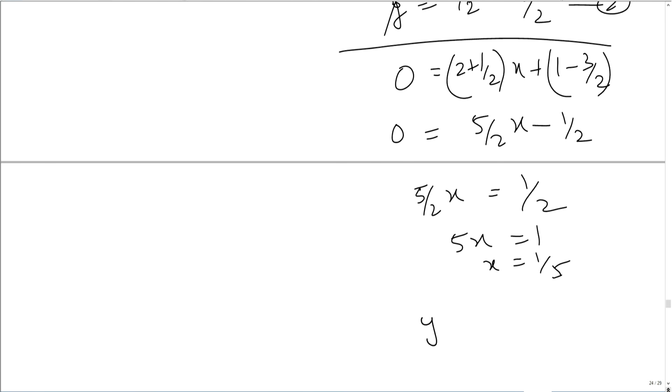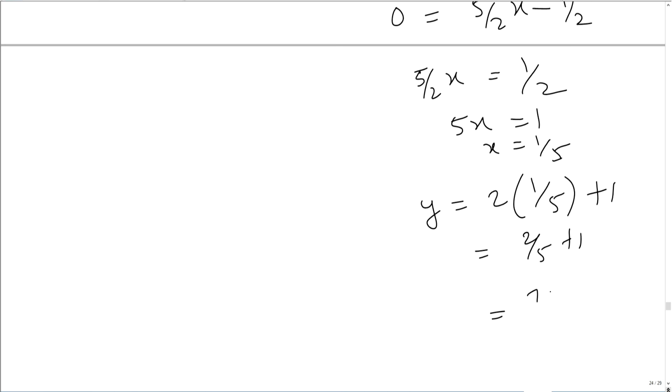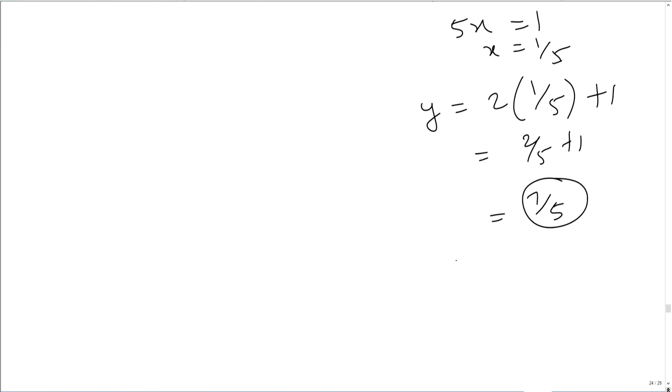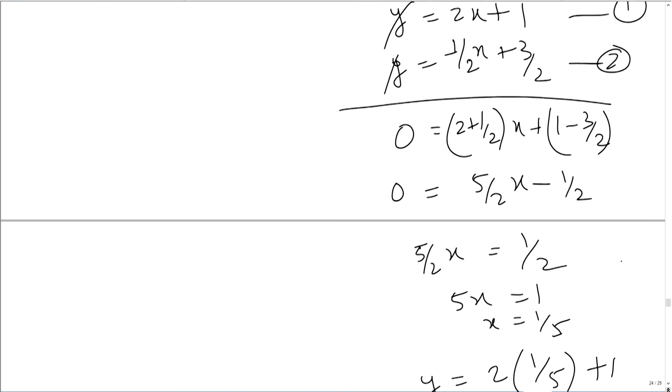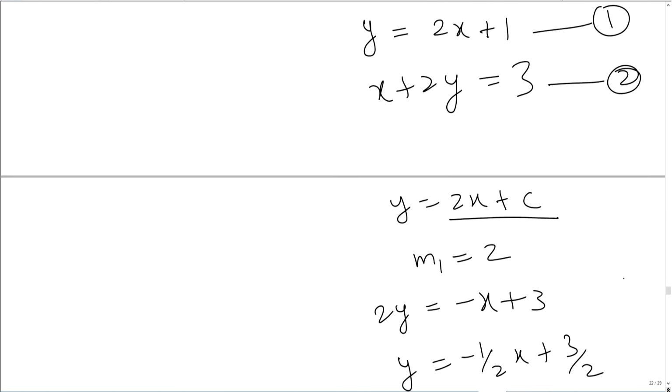And what would be y? y would be 2 into 1 by 5 plus 1. So that is 2 by 5 plus 1, that would be 7 by 5. So these two lines cut each other at this point: x coordinate 1 by 5, y coordinate 7 by 5. So these two lines cut each other at (1 by 5, 7 by 5). Okay, that is the solution.